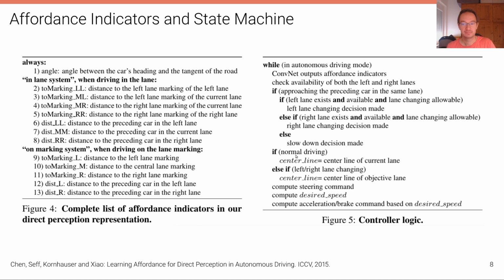In normal driving, the center line is the center line of the current lane, and during a lane change, the center line is the center line of the objective lane, where we'd like to transition to. And given this, we compute a steering command, the desired speed, and the acceleration brake command based on the desired speed. So a very simple hand-engineered controller.